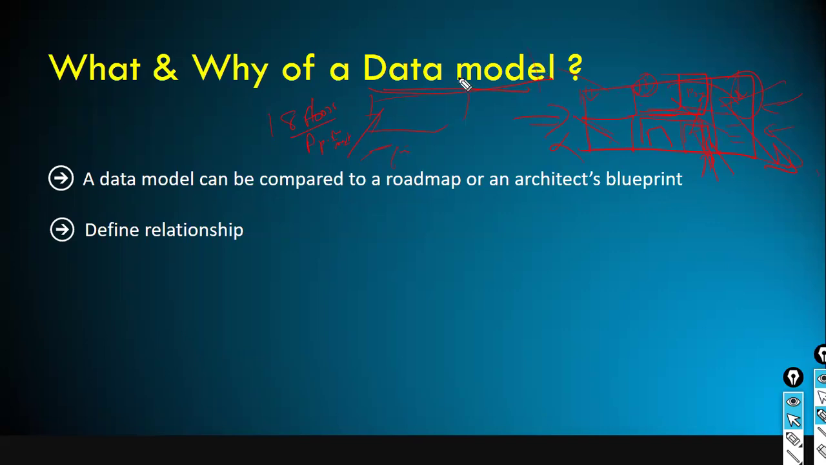So make sure that you have a solid data model design in place, and understand the requirements holistically from all the stakeholders, all the department stakeholders or people in your company, and then start designing the data model. A data model is similar to a roadmap or an architect's blueprint. It involves defining the relationships between the tables and so on.